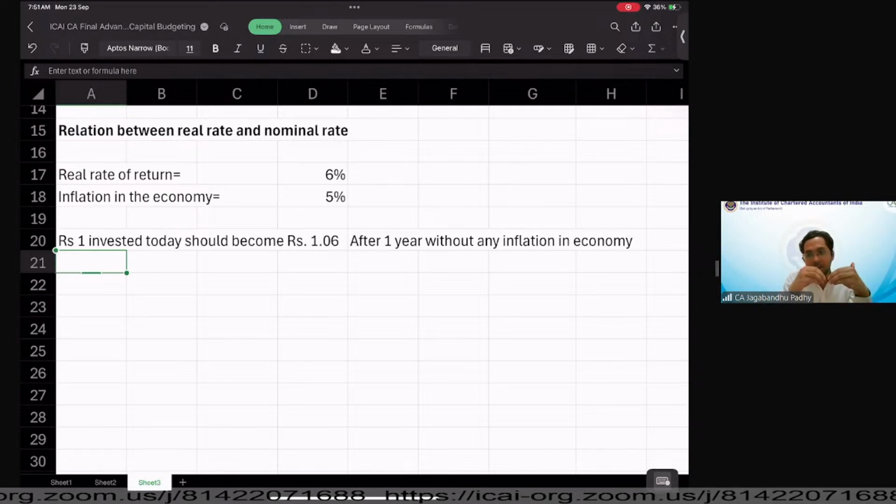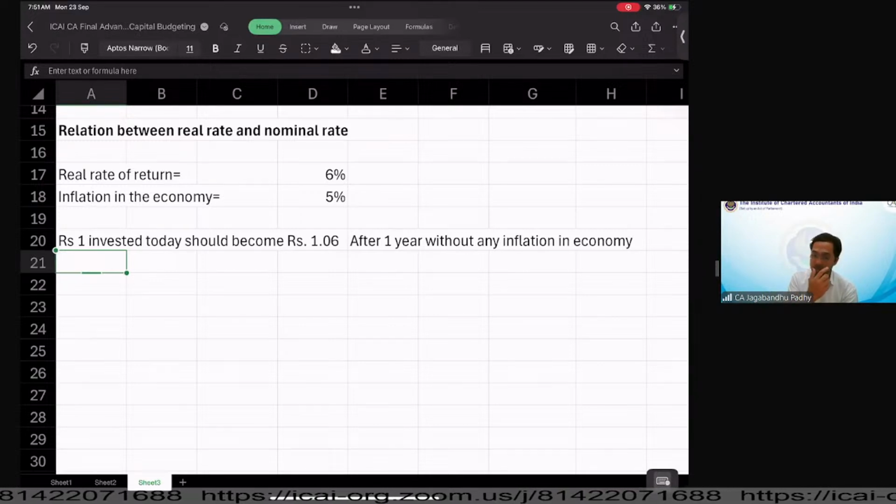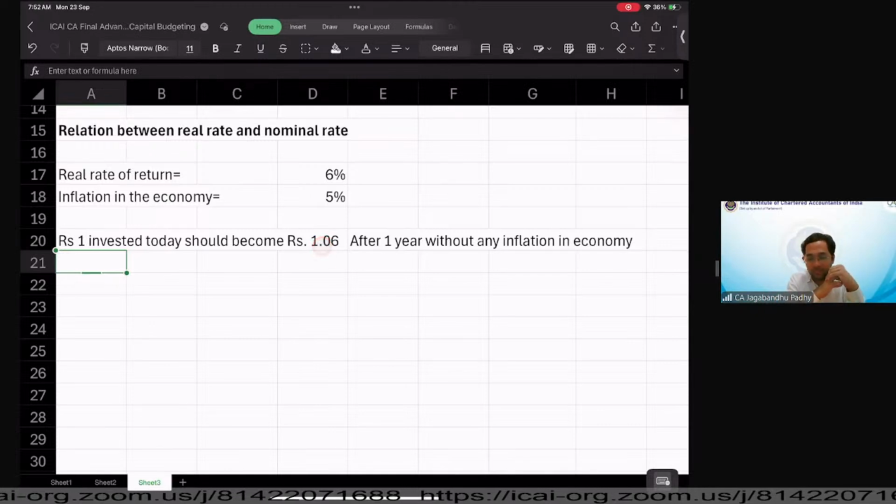So my investment, if it becomes 1.06 and there is inflation of 5%, do you say you have earned a real rate of return of 6%? If your 1 rupee is becoming 1.06, but in the market there is an inflation of 5%, then this 1.06 is not going to fetch you 6% extra, because price levels have already increased.